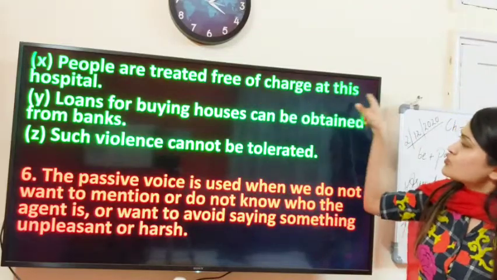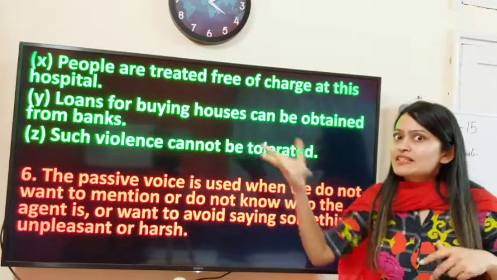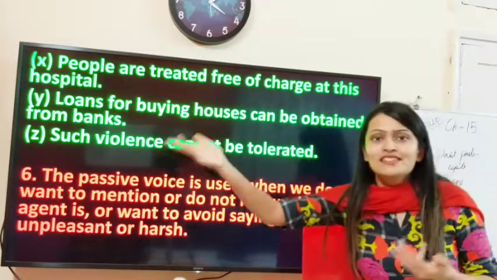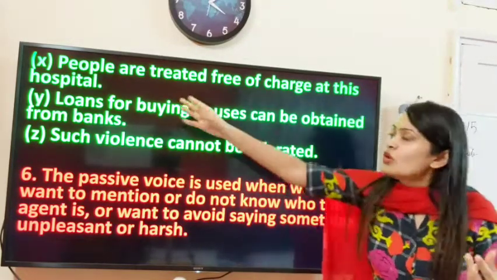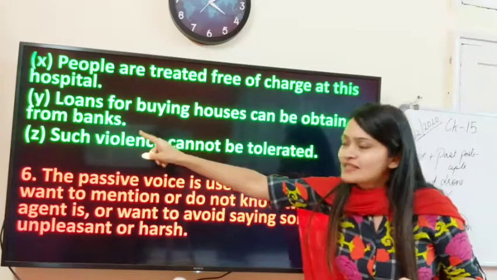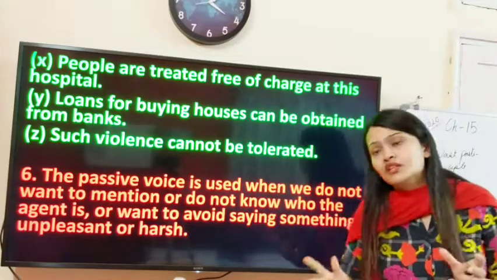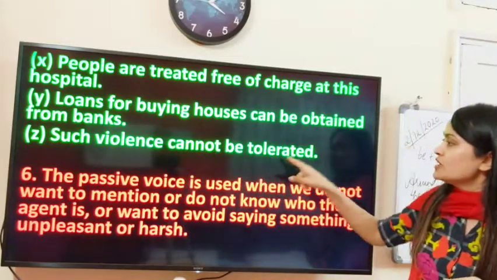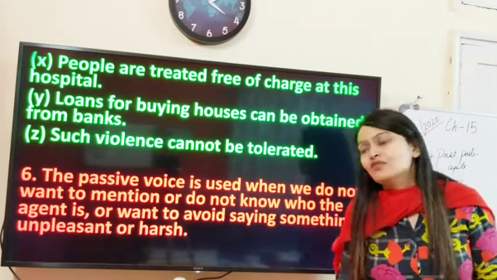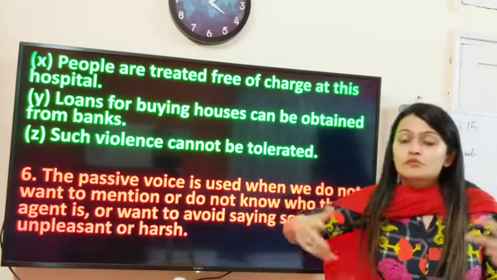People are treated free of charge at this hospital. Okay, so that's the subject, people, and they are being treated. So it is a passive sentence wherein the treatment is being received by them. By whom? Obviously the hospital staff. So that doer is not mentioned, but overall the hospital is mentioned over here. Loans for buying houses can be obtained from banks. Okay, so over here also the doer is not mentioned. Maybe an authority is mentioned, but doer is not mentioned. Such violence cannot be tolerated. The doer is not mentioned. Okay, it is a generalized statement where we understand we are talking about criminals, or the bank agents, or the hospital staff.